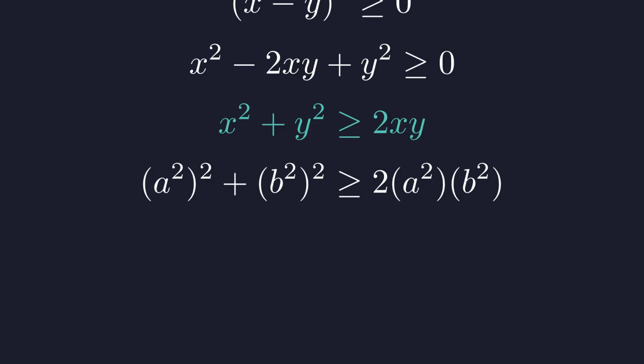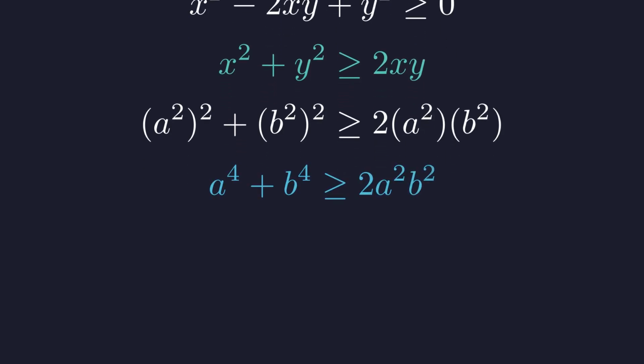With this substitution, the inequality takes on the same shape, but now with fourth powers. We're building up the left side of our target. Simplifying, we get a lower bound for a to the fourth plus b to the fourth. This is our first anchor for the left side. Let's call it result A.